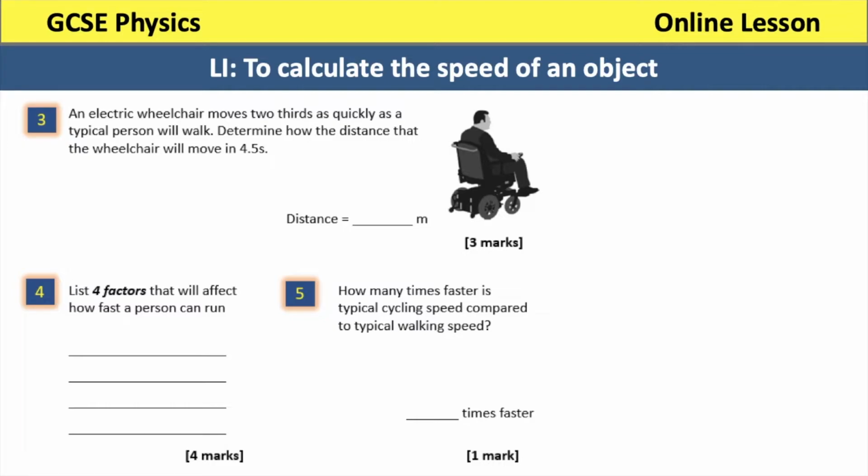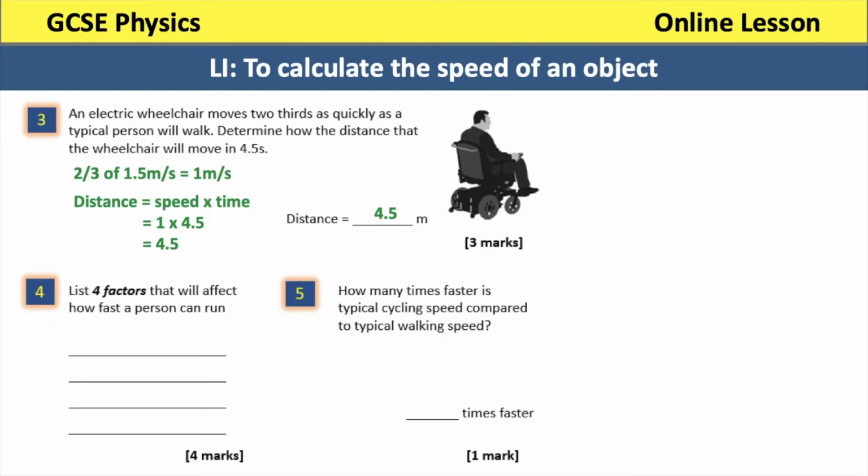Now, to change the equation around, we could use an equation triangle, and when we draw the equation triangle, we would have distance on the top because distance is being divided by time. So that means that distance comes out as being speed multiplied by time. The speed of the wheelchair will be 1 metre per second because 2/3 of 1.5 is 1, and then we would times that by 4.5 to get a final answer of 4.5 metres.